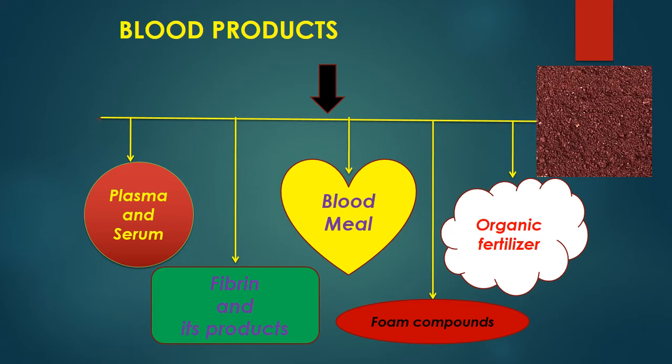Then if we go for mechanical defibrination, we will get that white solid material, the fibrin, which comes during the clotting process. This fibrin itself can be used for many important purposes. Then whole blood we can process by heating, cooking, sterilization and drying. That is blood meal, which can be used in livestock as a protein supplement or as an organic fertilizer. Sometimes we can make foam compounds from blood, which is used as a fire extinguisher.